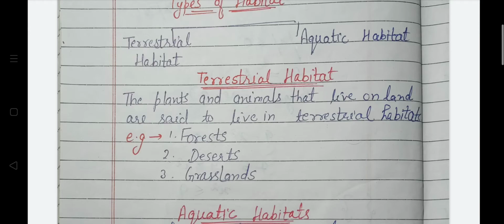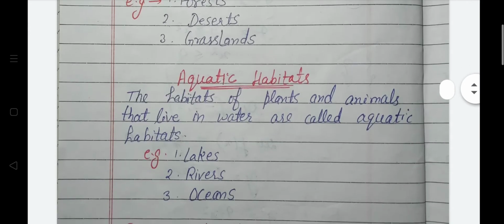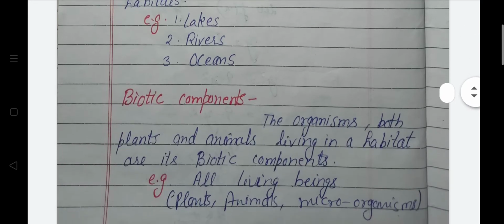First terrestrial, second aquatic. What is terrestrial habitat? The plants and animals that live on land are said to live in terrestrial habitat. Examples are forests, deserts, grasslands. Aquatic habitats. The habitats of plants and animals that live in water are called aquatic habitats. For example, lakes, rivers, oceans.